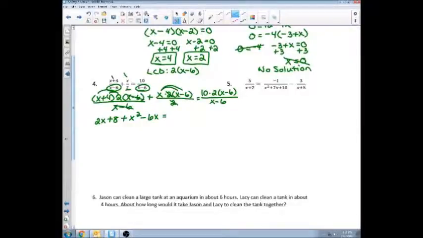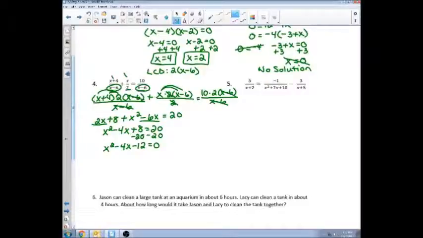In my final fraction, the x minus 6's can cancel. So I have 20. Now again, I need to rearrange my left side of my equation to get the x squared first. So I have x squared. Now I want to combine 2x and negative 6x, which would get me negative 4x, plus 8 equals 20. If I subtract 20 from both sides, because I have to have it equal to 0, I have x squared minus 4x, minus 12 is equal to 0.